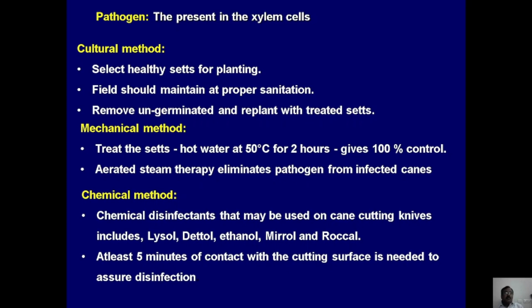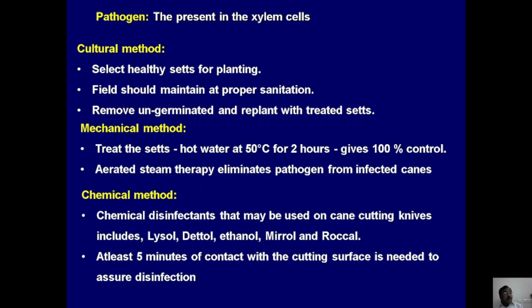It is transported within the plant system through xylem vessels. Use healthy sets collected from the healthy area, and field sanitation is also recommended to avoid infection from the debris of previous crops. Remove and replace the ungerminated sets, and treat the seeds with hot water at 50 degrees Celsius for 2 hours, which gives 100% control over the infection. And aerated steam therapy also holds good to reduce the set borne inoculum.